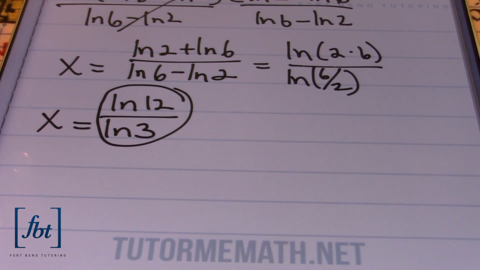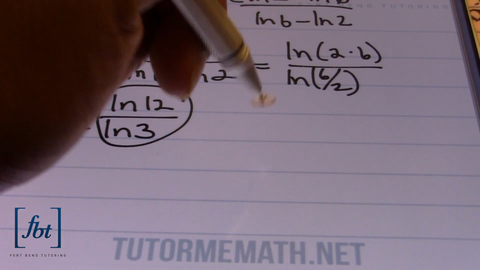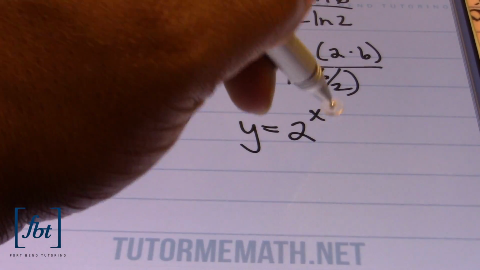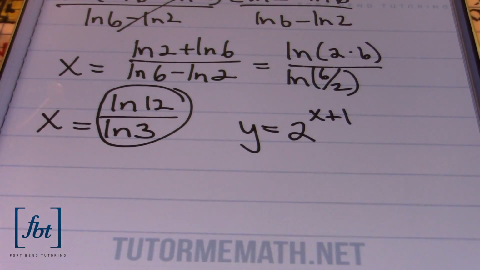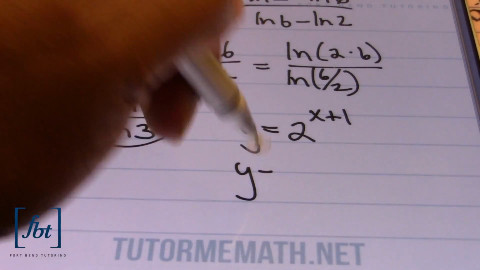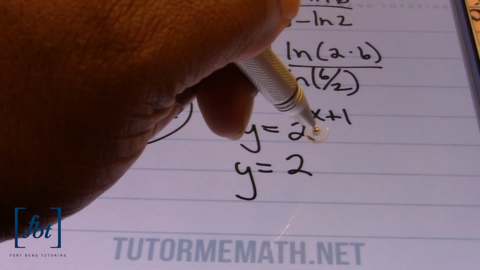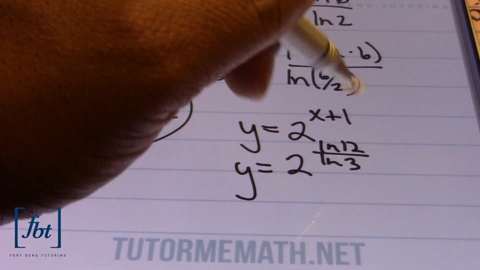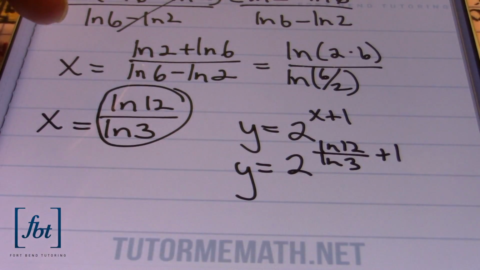All right. And then in order to solve for y, we would be plugging this into one of our original equations, right? We'll plug this into the second equation. The second equation says that y equals 2 to the x plus 1, right? So plugging this in, we'll have y equals 2 to the natural log of 12 divided by the natural log of 3 plus 1. All this is an exponent right here.